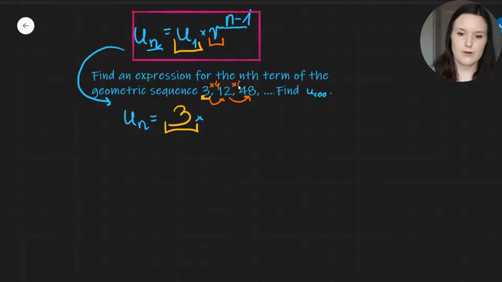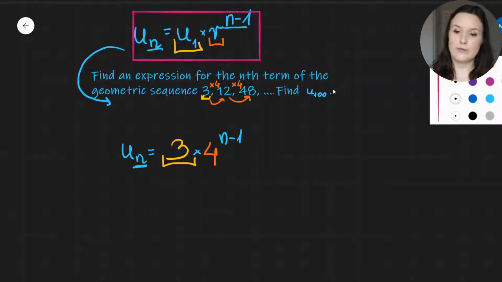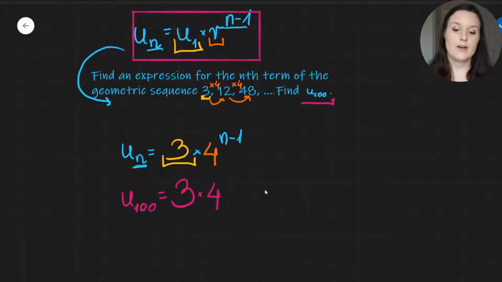I multiply by 4 to get to the next term, so my common ratio is 4. Now if I want to create the nth term, I know that I have to jump by 4 n minus 1 times. So that's the formula: 3 times 4 to the power of n minus 1. So if I want to find the 100th term, I have to start at 3 and multiply by 4 99 times, 100 minus 1 times, so that's the 100th term. And that's a big number, so let's just leave it in this form.